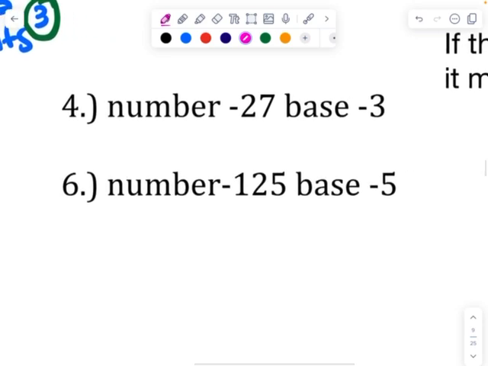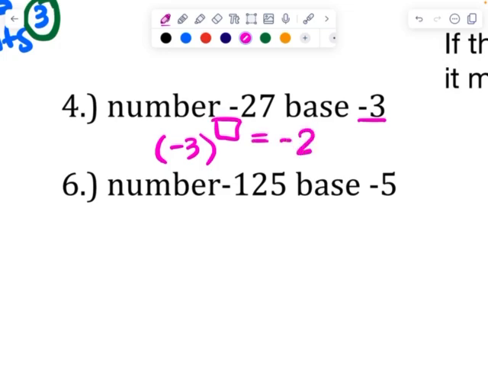Well, this is a little different because our base is -3 and I need to get a -27. So -3 to the something is going to equal -27. When you put this in your calculator, please make sure the -3 is in parentheses. So same idea. You're trying to figure out what number is the exponent. And when you put -3 in parentheses in your calculator and take it to the 3rd power, you should get -27.